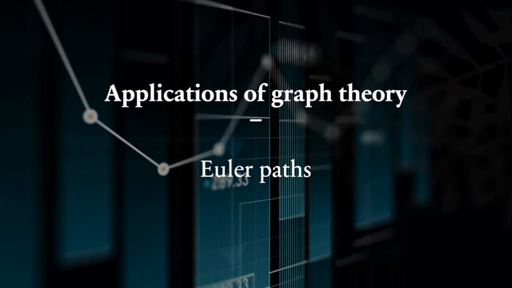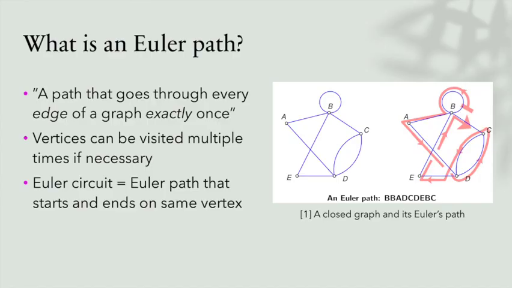In this video, we're going to briefly discuss Euler paths, a famous and common application of graph theory. So first we're going to ask the question, what is an Euler path? In simple terms, an Euler path is a path that goes through every edge of a graph exactly once. So edges cannot be traversed more than once. This doesn't apply for vertices, however, which may be visited multiple times.